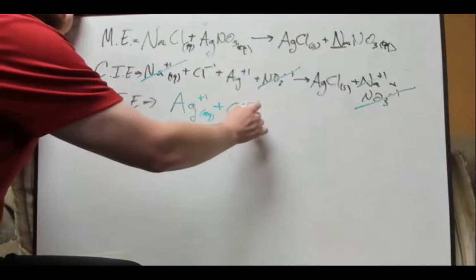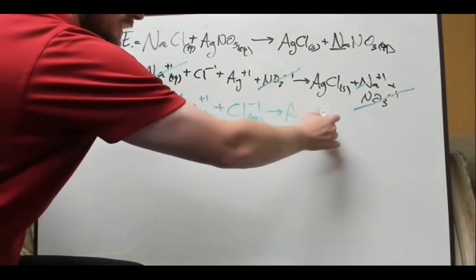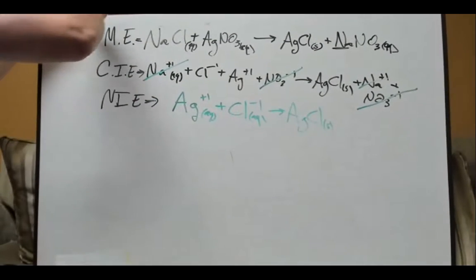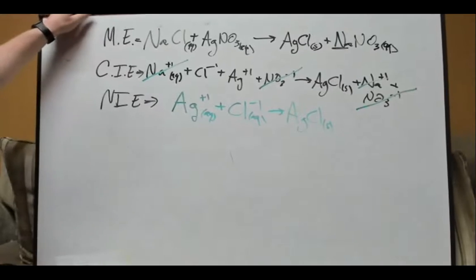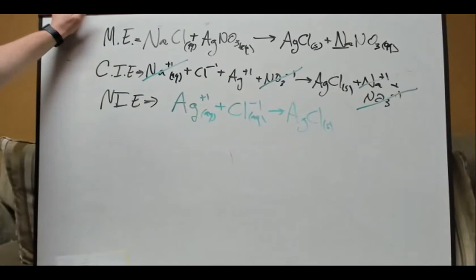aqueous, goes to AgCl, solid. And that is the net ionic equation. Those are three different ways that we can draw a precipitation reaction.